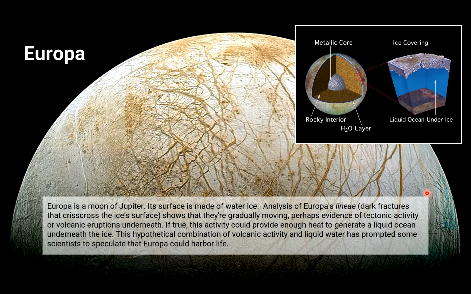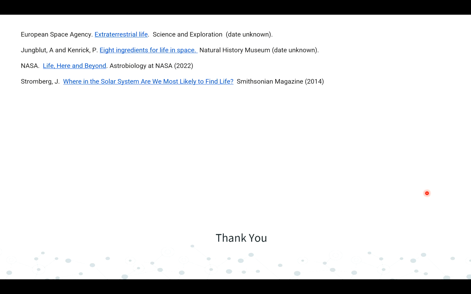Europa is a moon of Jupiter. Its surface is made up of water ice. If you analyze the features of the ice surface, it shows that it is gradually moving, perhaps evidence of tectonic activity or volcanic eruptions underneath. If true, this activity could provide enough heat to generate a liquid ocean underneath the ice. This hypothetical combination of volcanic activity and liquid water has prompted some scientists to speculate that Europa could harbor life. So, let's see what the future holds.